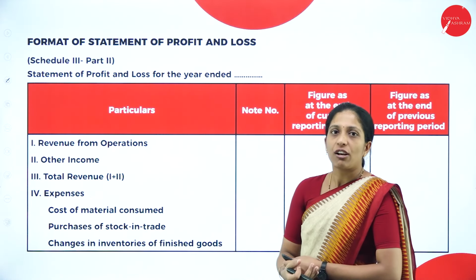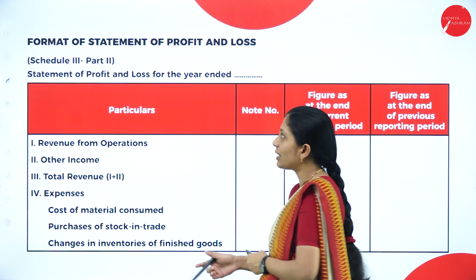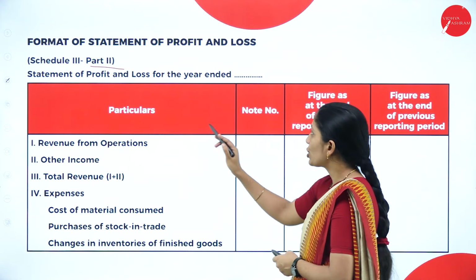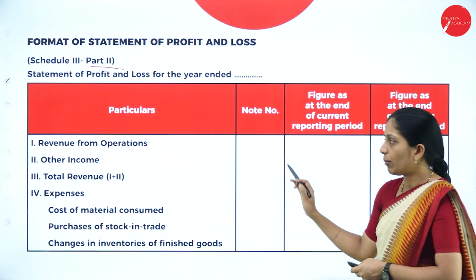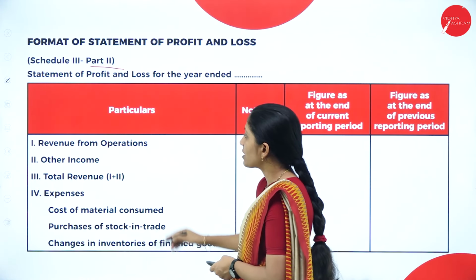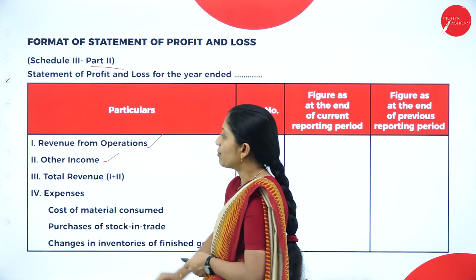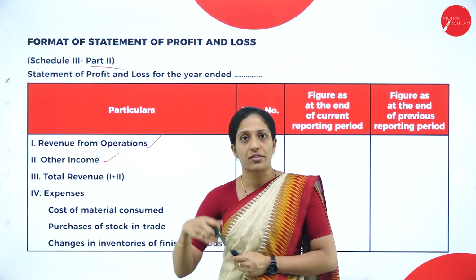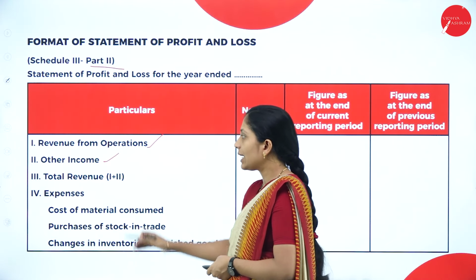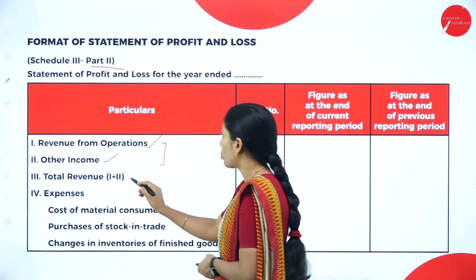Now coming to the format of statement of profit and loss, and this is as per Companies Act 2013 under Schedule 3 Part 2. So let us see the format here. The columns required are the same, but whatever you are going to write under particulars is different. We'll start with revenue from operations, which means sales. Then other income. So any income you have received, interest received, commission received, anything we have received comes under other income. Next 3 is total income. When you add 1 plus 2, you will get total income.